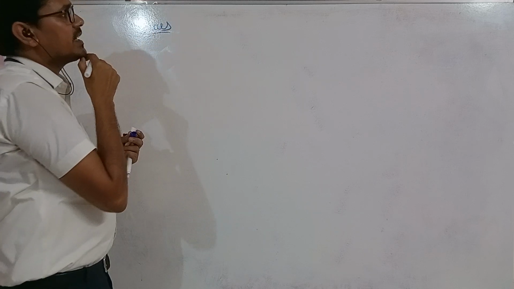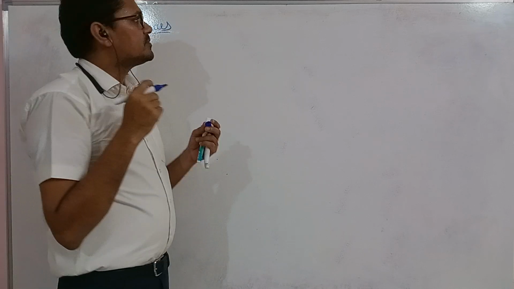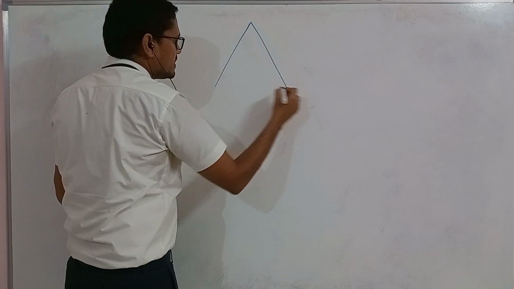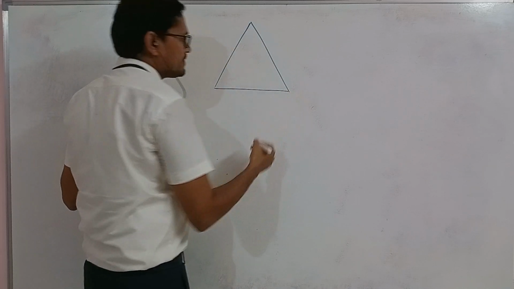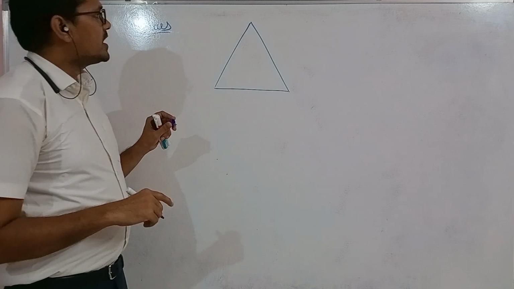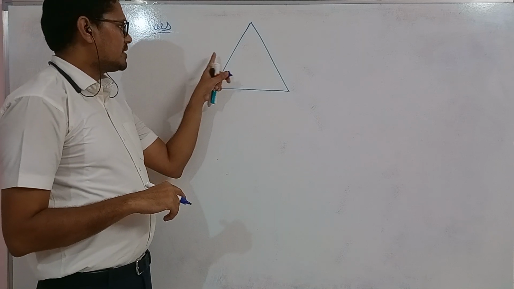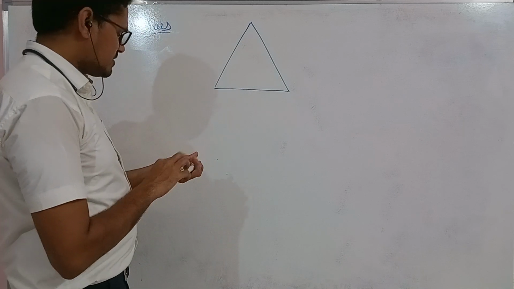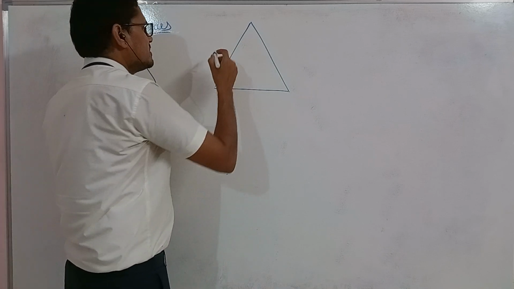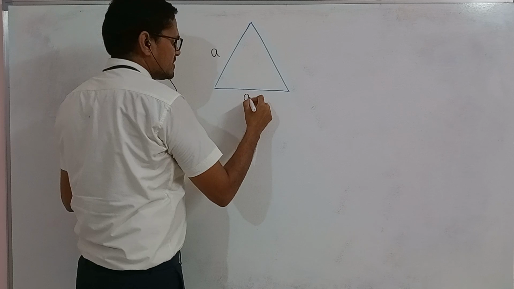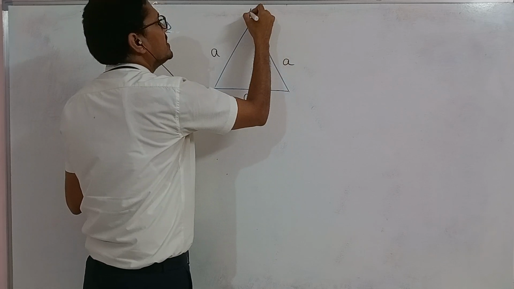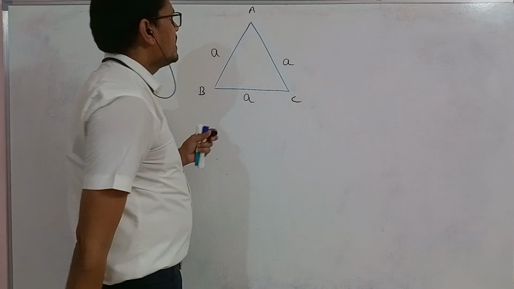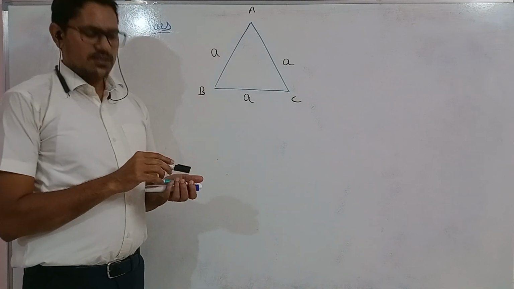The question says that the system of charge particles is situated at the vertices of an equilateral triangle. This is the equilateral triangle we have, and the length of each side would be equal here. Let us consider the length of each side is a meter. This is A, this is A, and this is A. These vertices are A, B, and C.